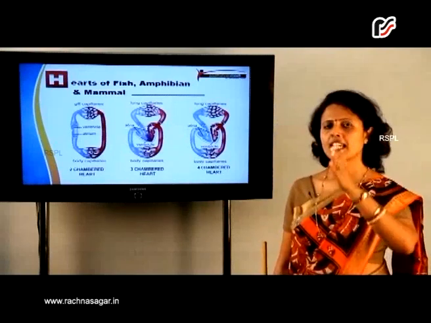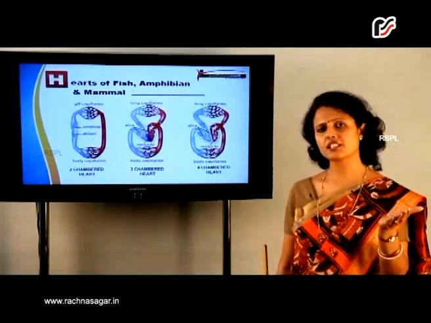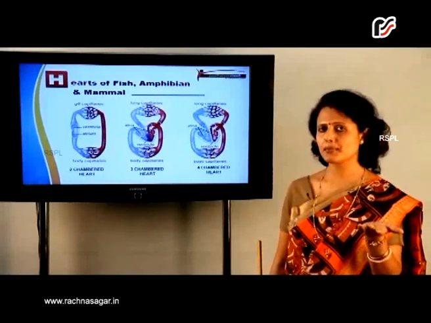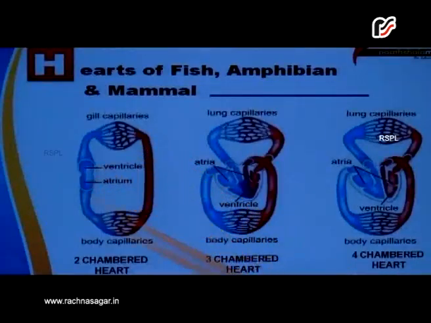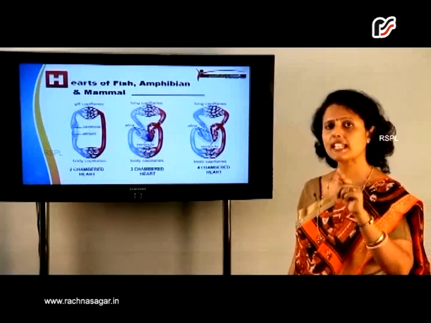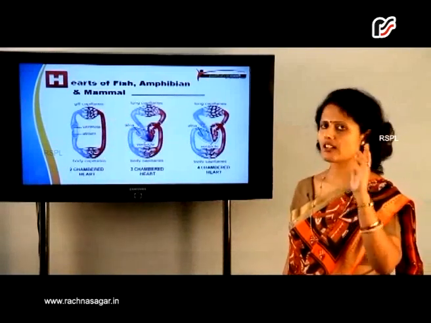Why? Because when the separation is there in the heart chambers, it entirely prevents the mixing of oxygenated and deoxygenated blood. Hence, it also affects the oxygen carrying capacity of the blood. Keeping that in our mind, here we have a look. This shows the 2-chambered heart seen in a fish. From the heart, the blood is pumped to the gills. There the blood gets oxygenated. From there it is distributed to the different parts of the body, and from there it once again comes back to the heart. So here we see the blood moves to the heart only once.